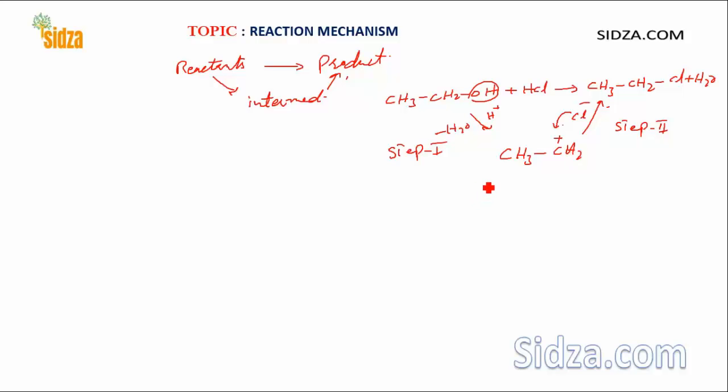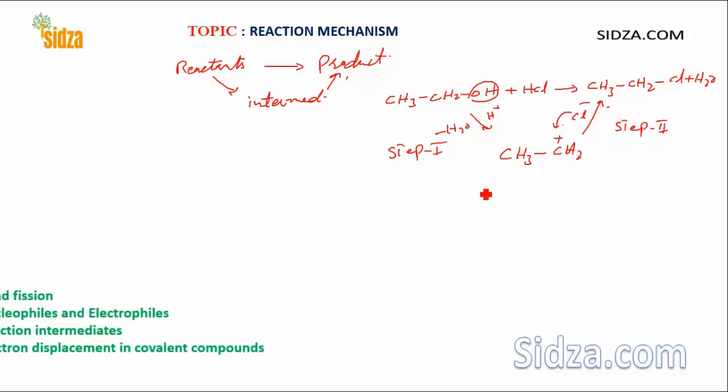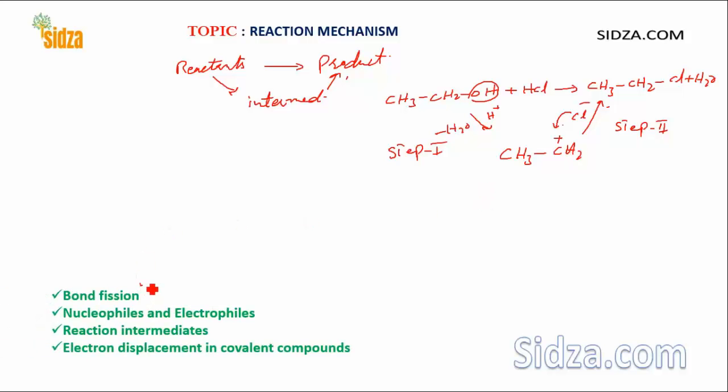To understand the reaction mechanism of any reaction, it's pretty important for us first to understand certain important concepts. We need to understand bond fission, what nucleophiles and electrophiles are, the different types of reaction intermediates, and electron displacement methods in covalent compounds. These are some of the important topics that we need to first understand, so that we can understand the reaction mechanism of any reaction.